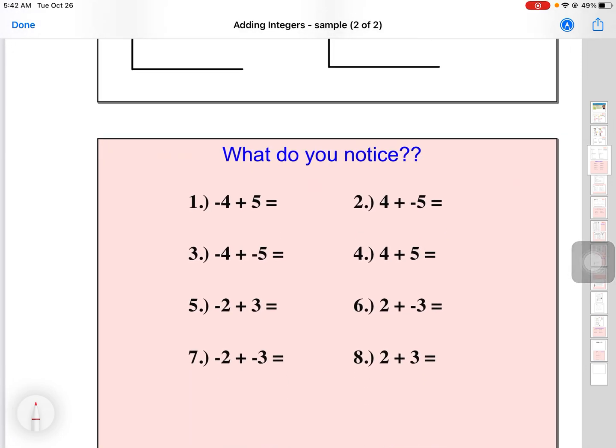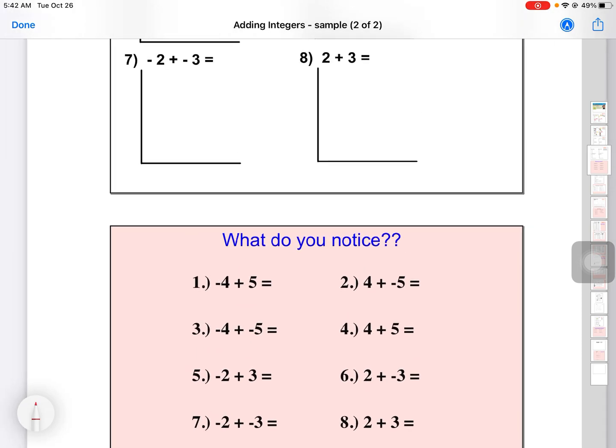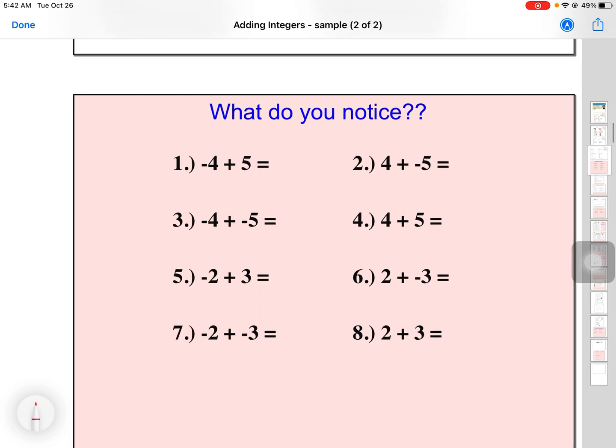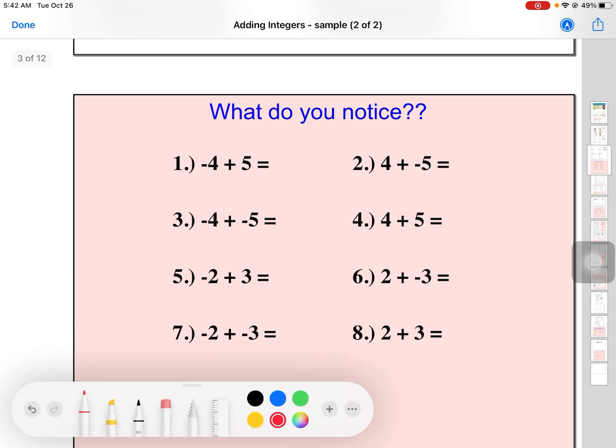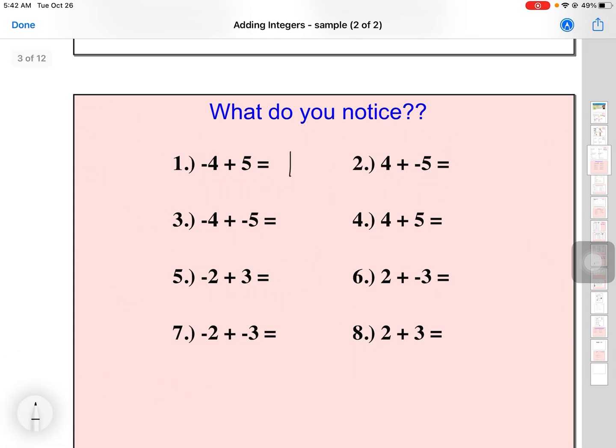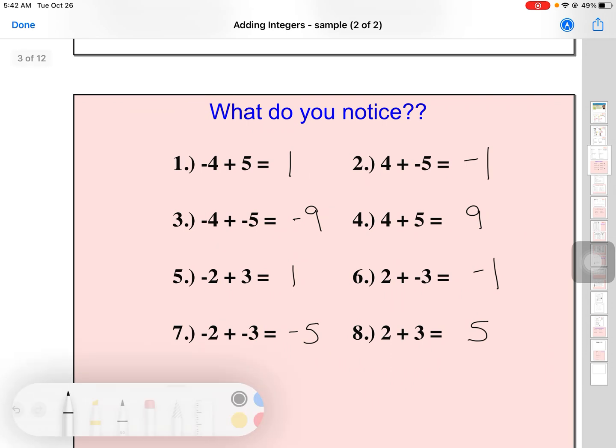Hopefully you gave that a try and are visualizing it. If you take a look now, I'm going to take what you got from above, the answers, and then we're going to start to look and see what we can discover from the pattern. So if you were looking at number 1, you would have discovered that the chips canceled and you were left with a positive 1. In number 2, you were left with a negative 1. 3 was a negative 9. 4 was 9. 5 was a positive 1. 6 was a negative 1. 7 was a negative 5. And 8 was a positive 5.